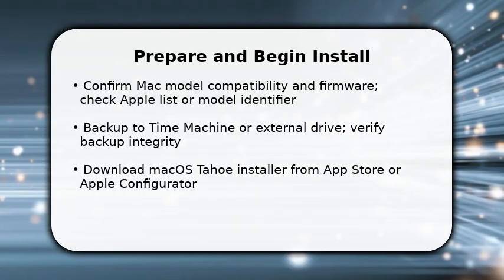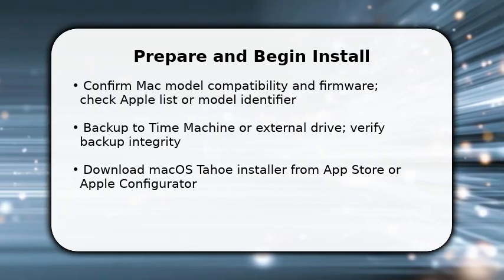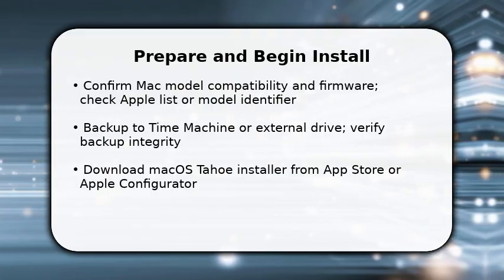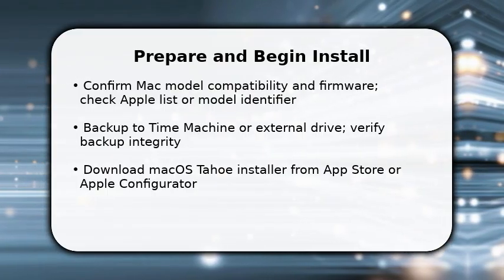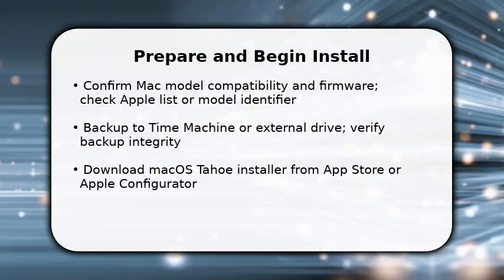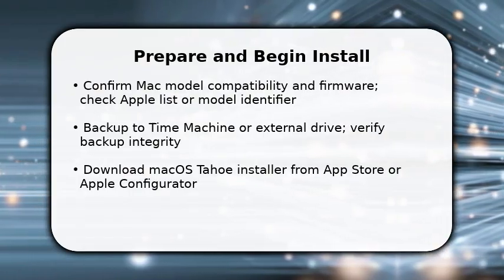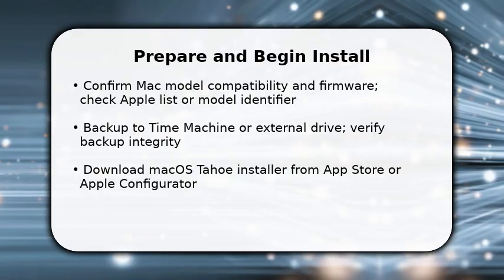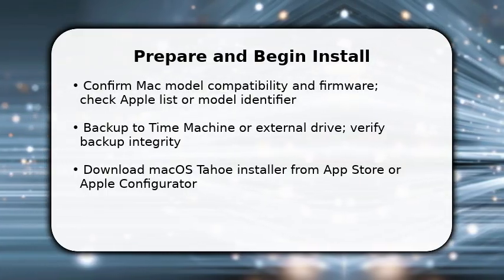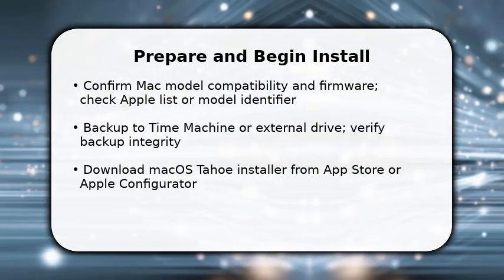You start by confirming your Mac is supported and firmware is up to date. That avoids mid-install fails. Next, back up with Time Machine or an external clone and verify the copy can boot. Once done, download the Mac OS Tahoe installer directly from the App Store or use Apple Configurator for enterprise images. Make sure you have 20-30 GB free and power connected. This prevents interruptions and keeps the process smooth as you move to creating a boot installer.